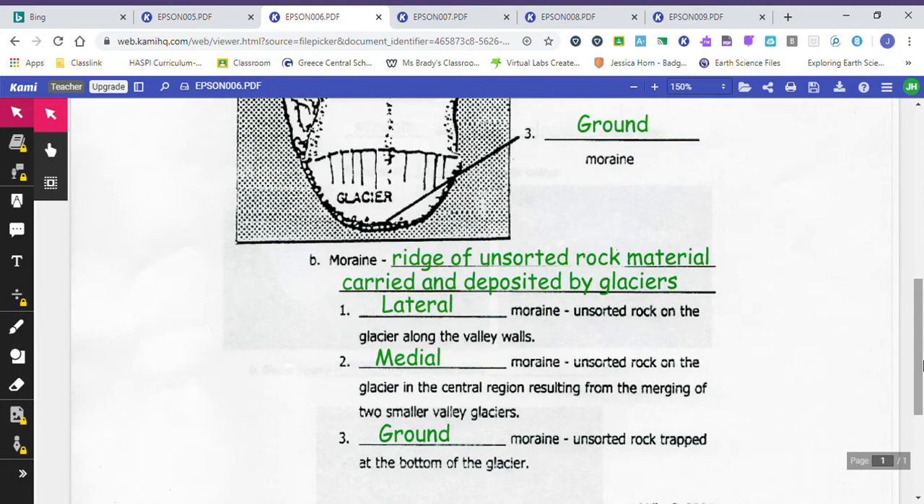So we've got the lateral moraine, which is the unsorted material that's along the walls. We've got the medial moraine, which is the unsorted rock that's in the middle of the glacier, sometimes where two glaciers come together. And then the ground moraine is the unsorted rock and sediment that's underneath the ice, kind of trapped underneath there. And a lot of times that ice will drag it along the bottom.